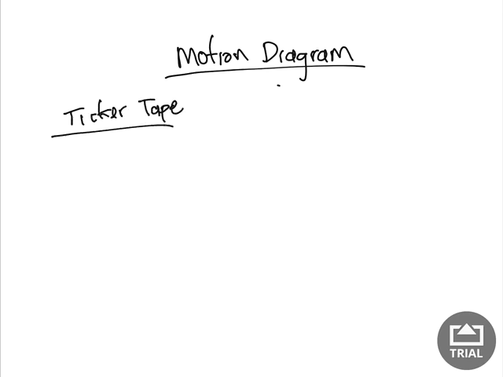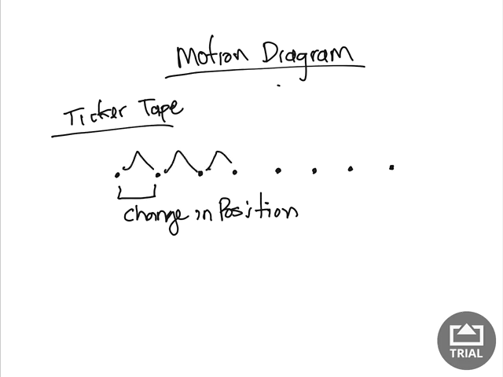Now a ticker tape diagram, guys, is a diagram that shows the motion of an object, but it shows it as dots. It's very important to understand that the spacing between these dots is called the change in position. Now, even though the position changes, the time interval between dots is always the same. So time is always the same.